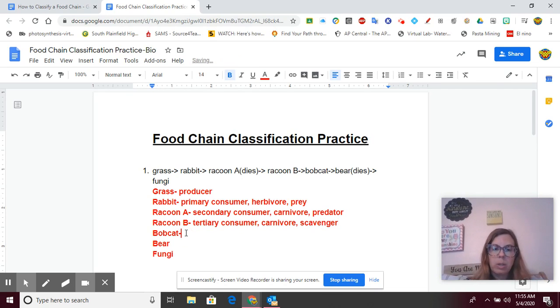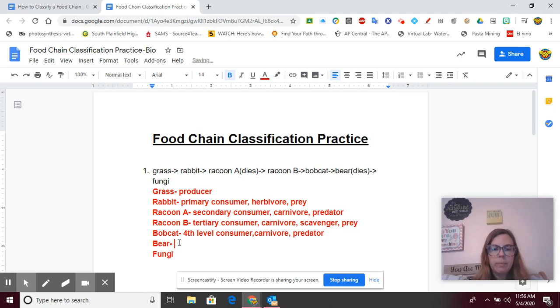So now we go on to the next organism, the bobcat. First question, producer or consumer? It is a consumer. Next question, what level consumer? This is the fourth level consumer. We'll just write fourth level. It's actually quaternary, but you don't have to worry about that. Is it an herbivore or carnivore? It is a carnivore because it is eating raccoon B. Is it a predator, scavenger, or decomposer? It doesn't say anything about raccoon B being dead, so it must be a predator. And we have to remember to then go up and make raccoon B prey.